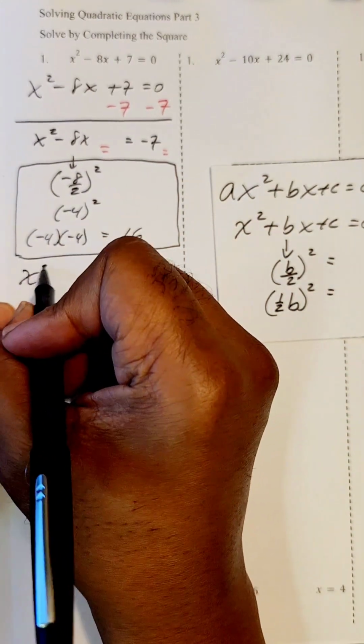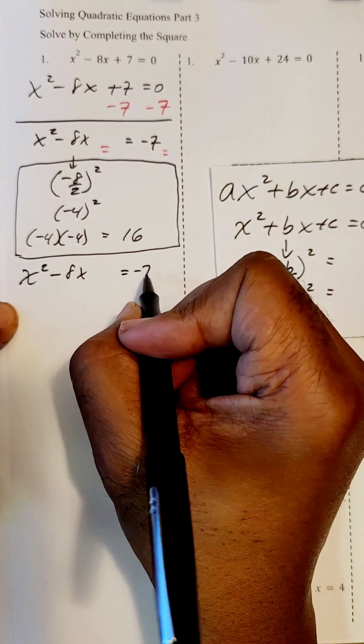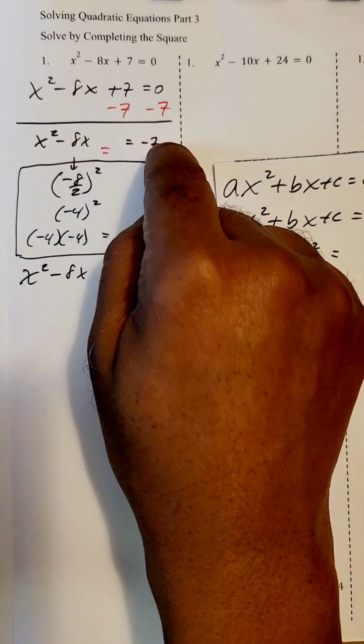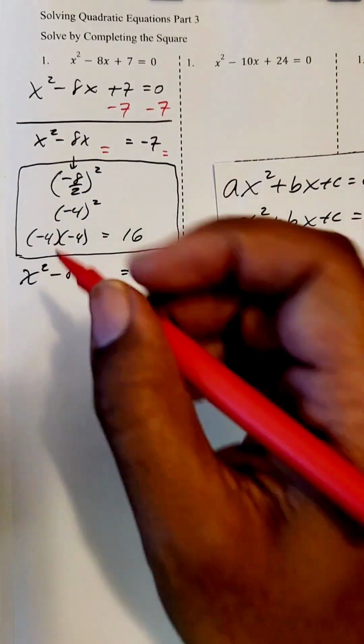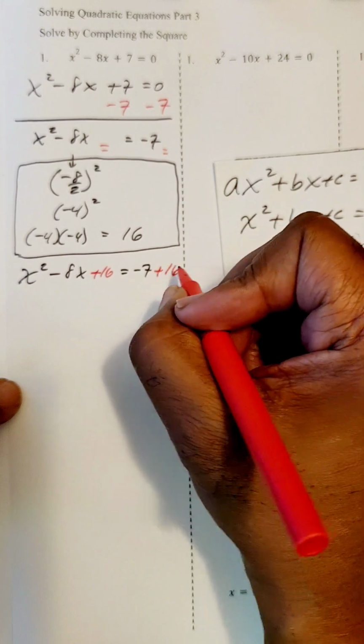So again, we have x squared minus 8x equals negative 7. And we're going to introduce a 16 to both sides. So what are we doing? One side, plus 16, you put on the other side, plus 16.